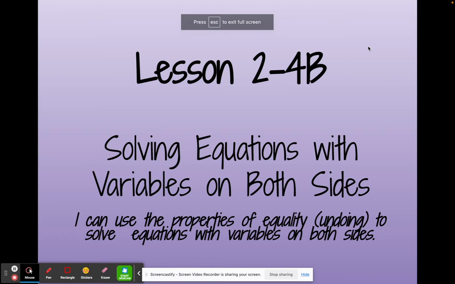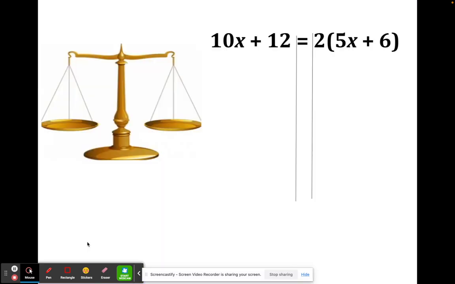Hey everyone, today we're doing lesson 2-4B, solving equations with variables on both sides. We did that in our previous lesson, but today you might encounter something you have not seen before.